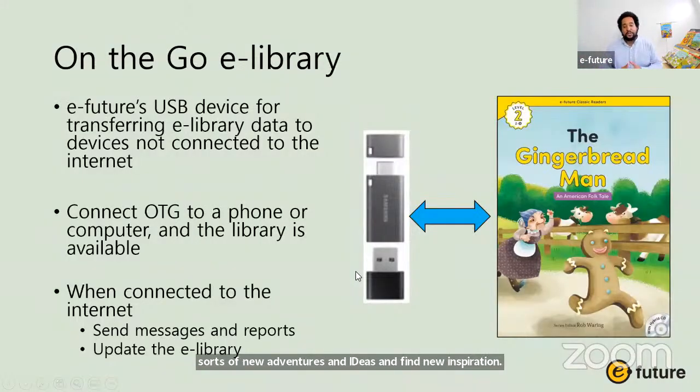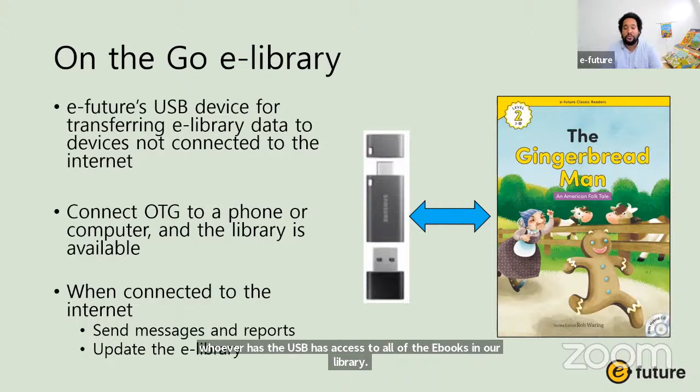Now, the last thing that I want to talk about is the on-the-go e-library. This is what I mean when we create something that uses digital media but does not use the internet. So eFuture is using this device called the on-the-go e-library, or OTG for short, which is a USB device that we take and put the e-library onto it. You can then plug this USB with the e-library into a phone or a computer, a tablet, whatever, and the students or whoever has the USB has access to all of the ebooks in our e-library. You don't need the internet to access it.